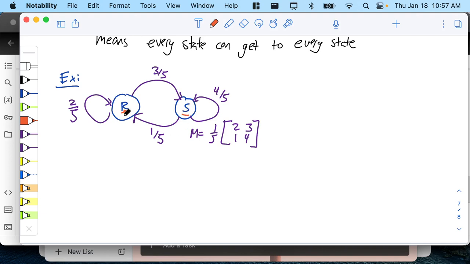Yeah? So are all Markov chains also finite state machines?